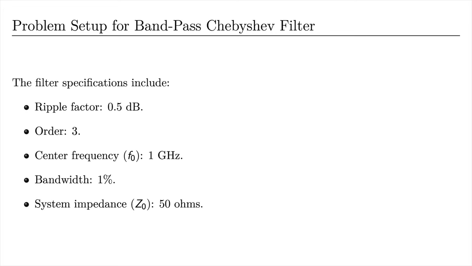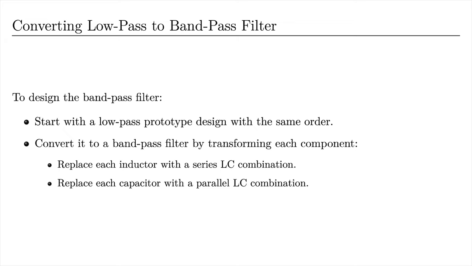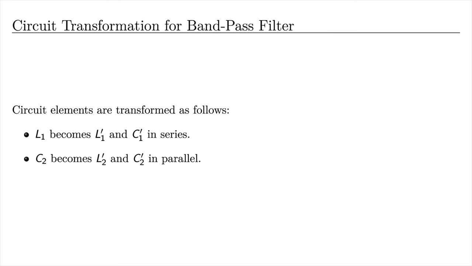To create the bandpass filter, we start with a low-pass prototype and transform each component. Each inductor becomes a series LC combination, while each capacitor becomes a parallel LC combination. In the transformation, L1 becomes L1 prime and C1 prime in series. C2 becomes L2 prime and C2 prime in parallel, adjusting the circuit's frequency response.